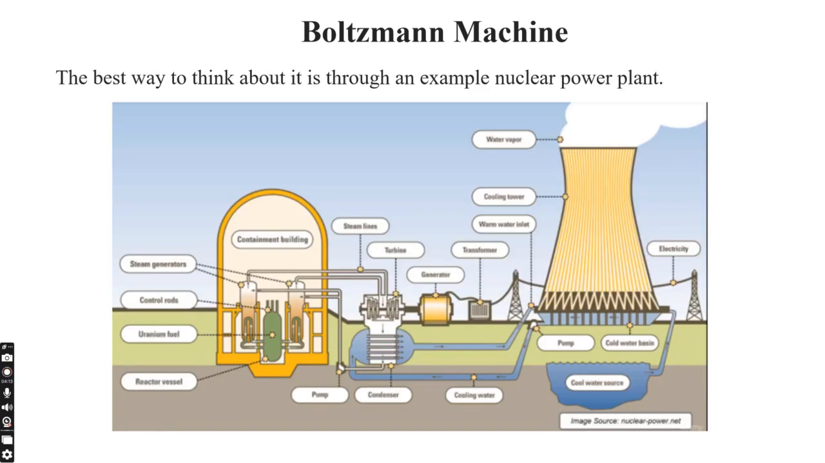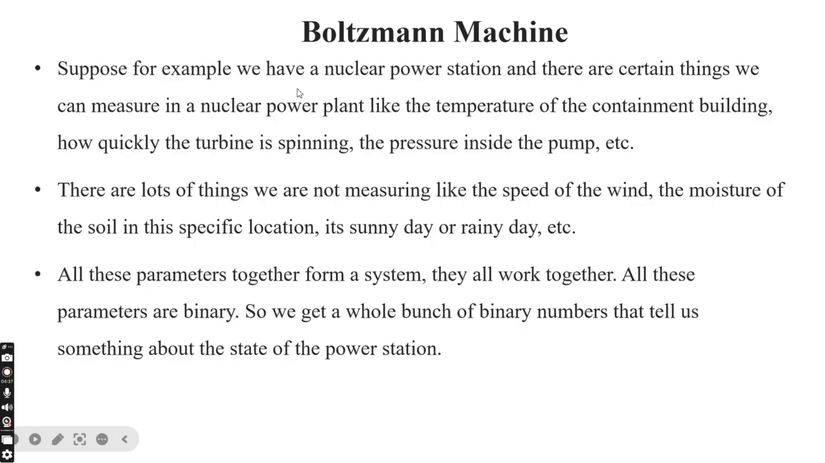Let's see this example. Nuclear power plant. The same scenario is applicable to the Boltzmann machine. For running a nuclear power plant, you have different units interconnected with one another to make the whole system work properly. Suppose, for example, we have a nuclear power station and there are certain things we can measure, like the temperature of the building, how quickly the turbine is spinning, the pressure inside the pump, etc.